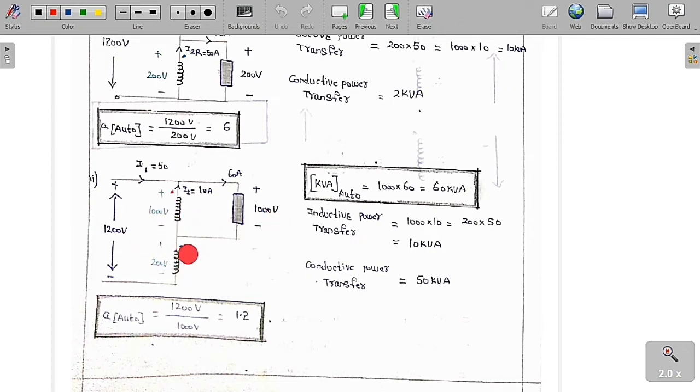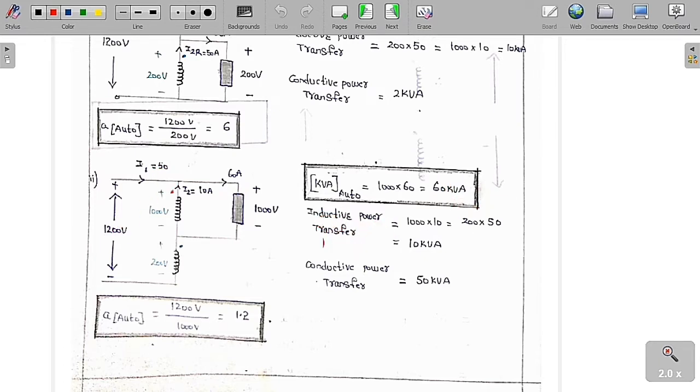Now let me assume the current I1. Suppose this current is entering the dot here. The current entering the dot in this 200 volt winding is 50 ampere. If you go around the loop, it is entering the dot here, so it has to leave the dot here. How much? It is 10 ampere here. So 50 plus 10 is nothing but 60 ampere. Then the kVA rating of the auto transformer is equal to 1000 volt into 60 or 200 volt into 50, you are going to get 60 kVA.